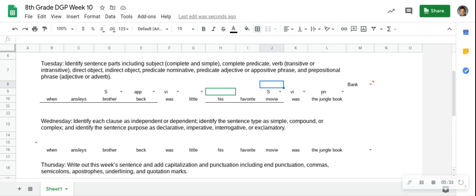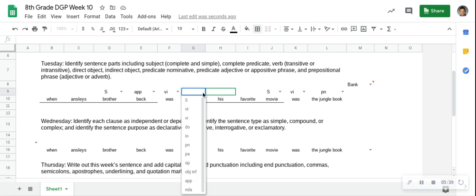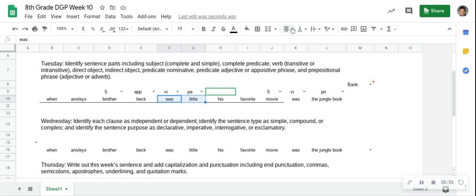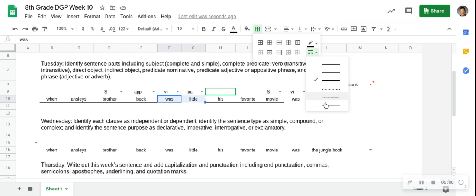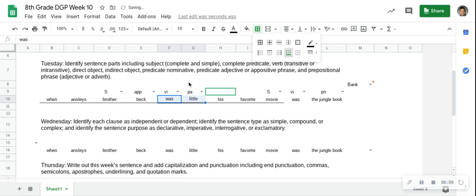Correct. All right. So we have a box left over, little. What is little going to be? VA, it's our predicate adjective. It's literally an adjective in the predicate. So where are we going to put our double underlines? What's our predicate? Good. It's everything that's left. But they're separated, right? We don't want to double underline all the way through. Was little.